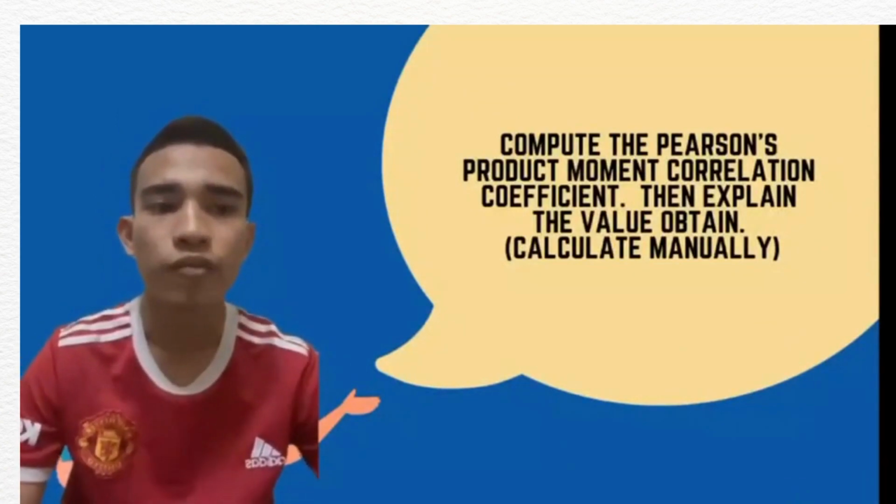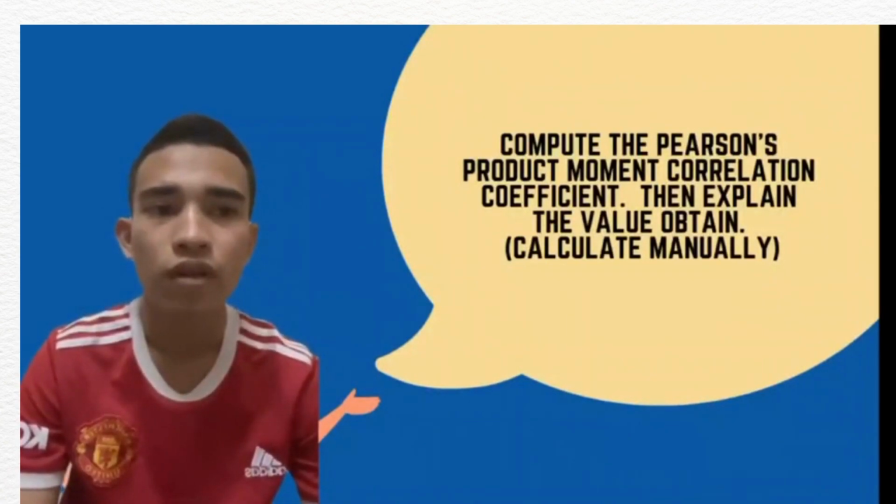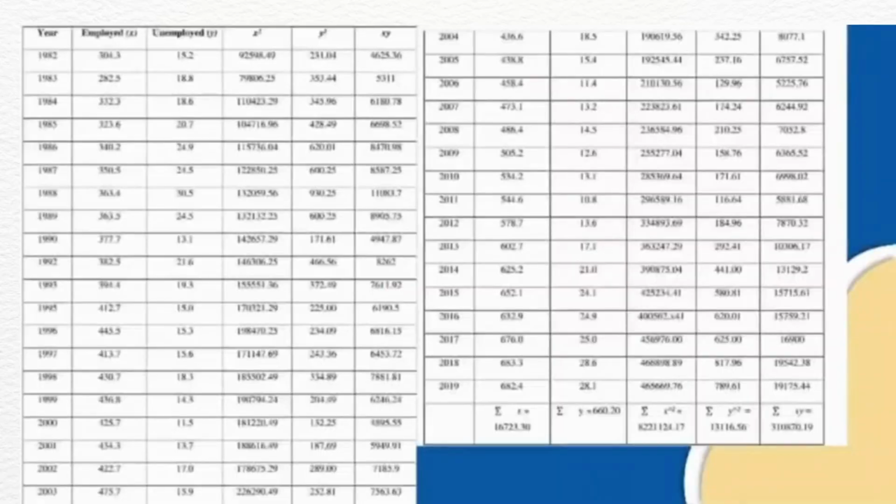My part is to compute the Pearson product-moment correlation coefficient and explain the value obtained. The table shows the principal statistics of the labor force in Kelantan. First, find the values of X2, Y2, and XY and put them in the provided table.